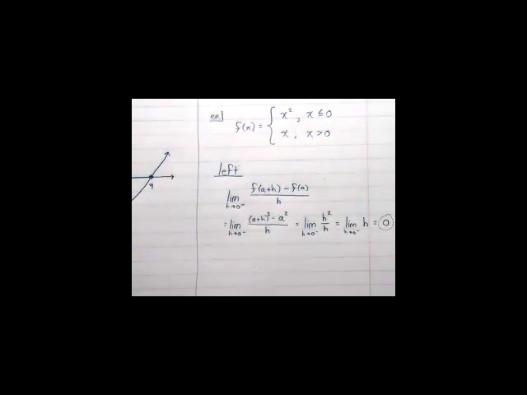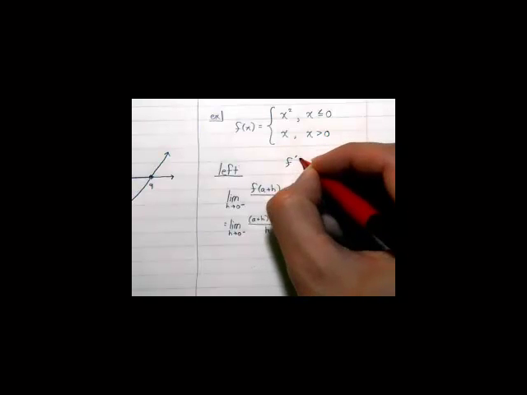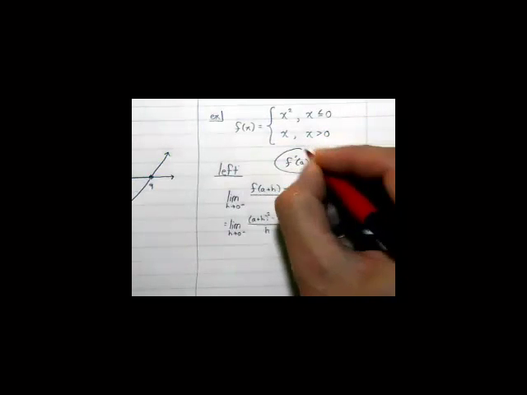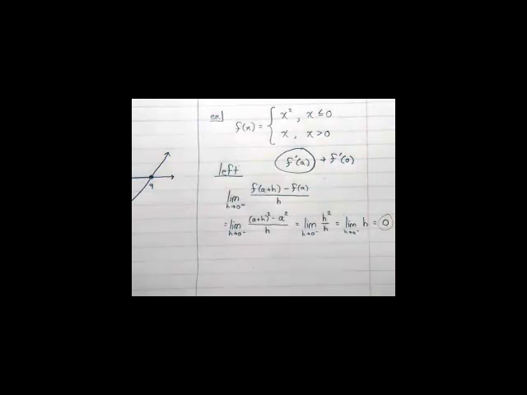A is the x value. So this would be f prime of a is what we're doing here. In this case, we're looking at f prime of 0. So a is 0 in this case. Yep. Okay, so that's the left.